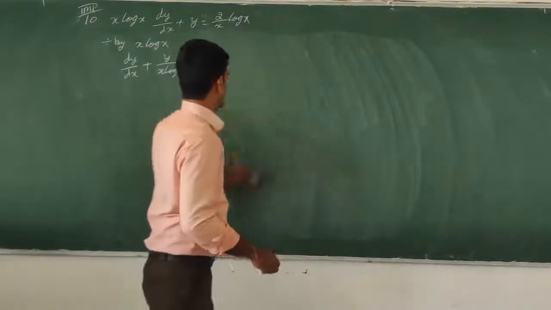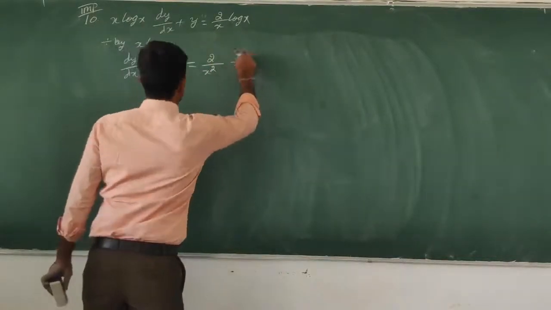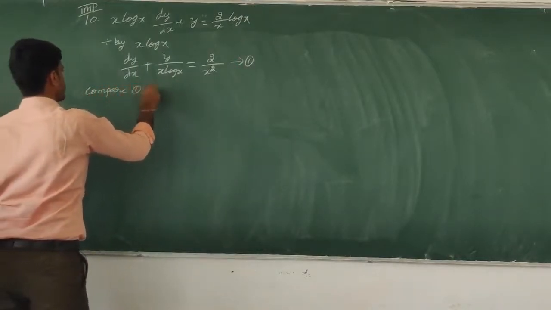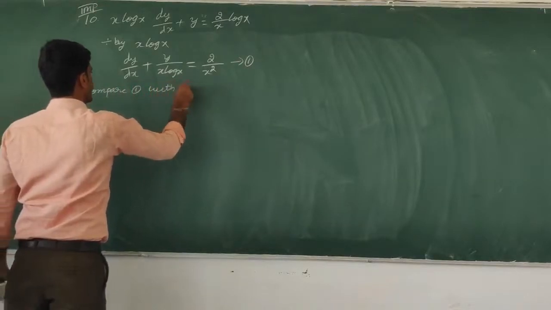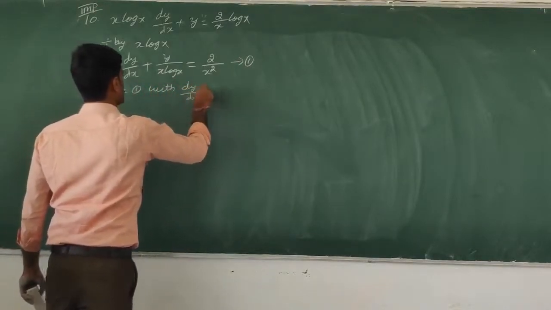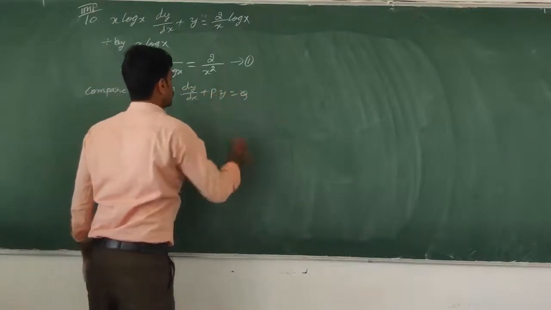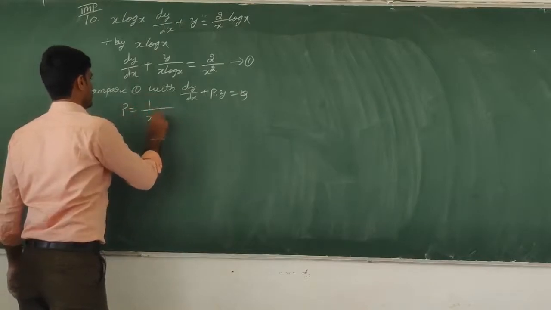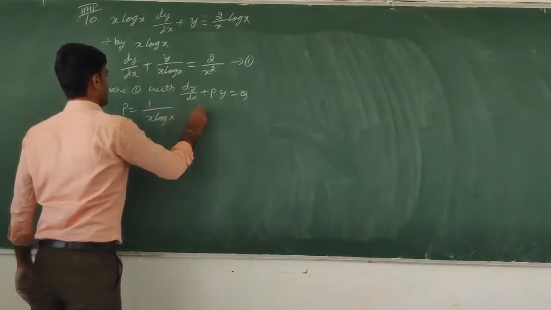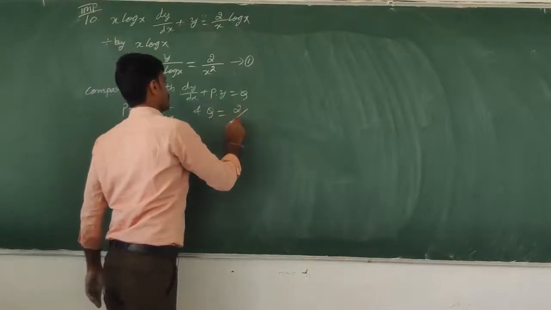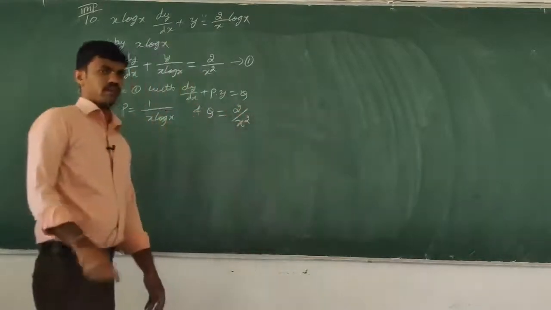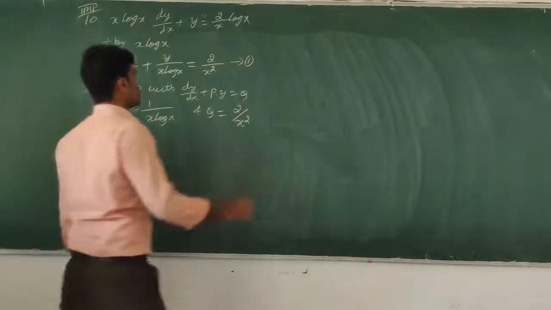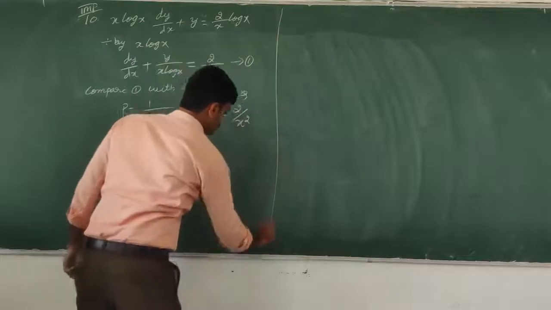Okay, we compare this equation 1 with dy by dx plus p into y is equal to q. Then we have p is equal to 1 by x log x and q is equal to 2 by x square. Once we get the value of p and q, the step 1 is over.